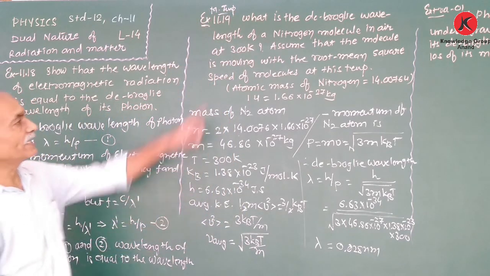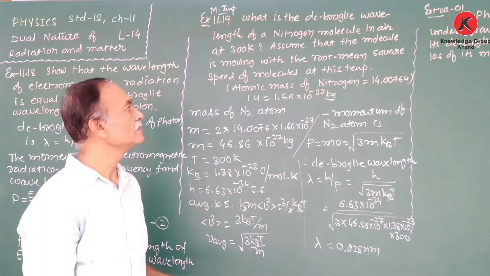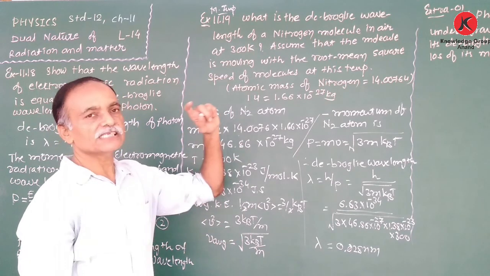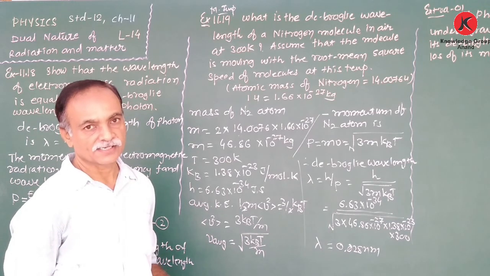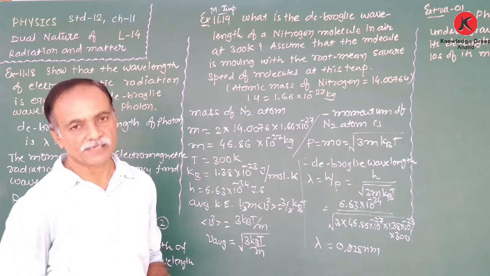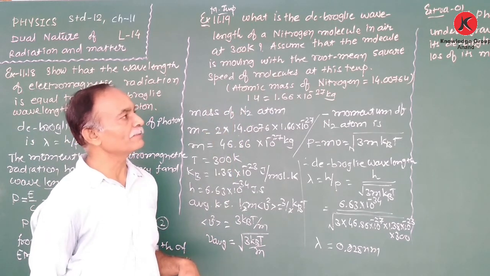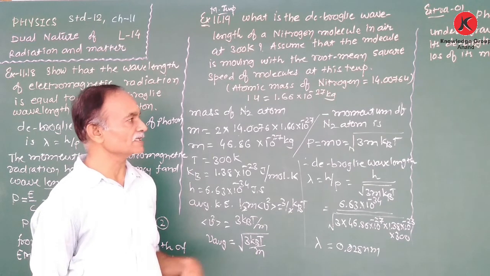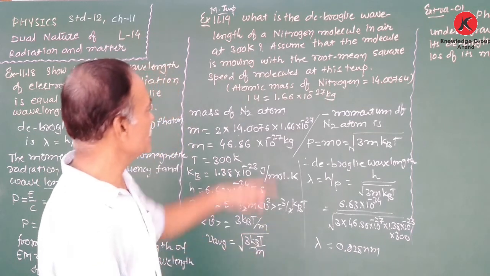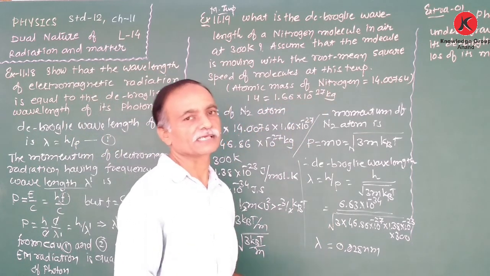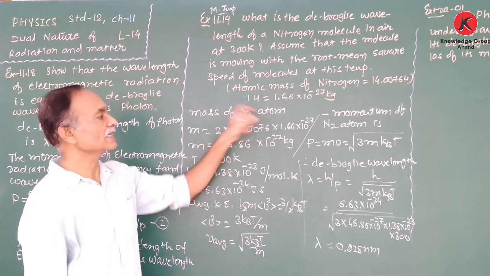Again, what is the de Broglie wavelength of a nitrogen molecule in angstrom at 300 Kelvin? Assume that the molecule is moving with the root mean square speed of molecules at this temperature. We already learned about the root mean square value in 11th standard. The atomic mass of a nitrogen atom is given as 14.0076 atomic mass unit, and one atomic mass unit is equal to 1.66 into 10 to the power minus 27 kg. Now, in N2, two atoms are combined.